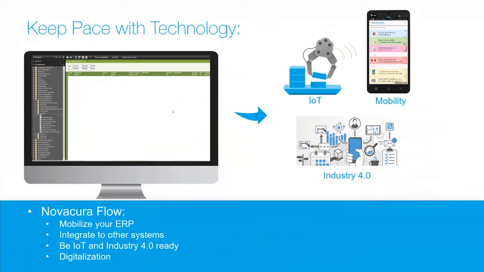ERP systems, not everybody's ready to bite the bullet on a brand new ERP system or even maybe a major upgrade. So the idea here is that, don't assume that you need the newest, latest ERP or IFS system to be mobile or to integrate to other systems or to be IoT ready and ready for digitalization. That's not necessarily the case when you consider the option of providing a Novacura layer on top of IFS.